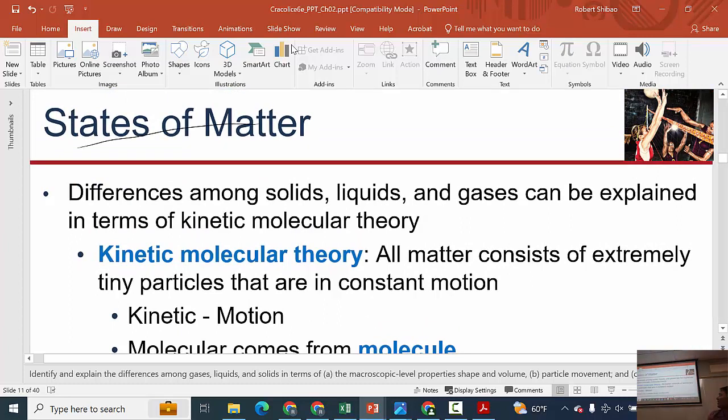So when we look at the states of matter at the particulate level, this is a particulate level here. We look at kinetic. What does kinetic refer to?